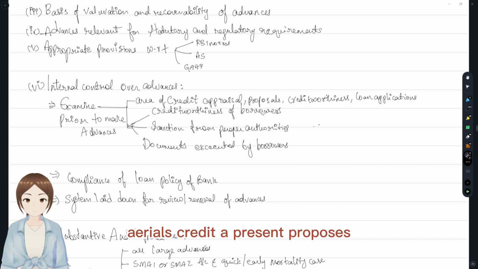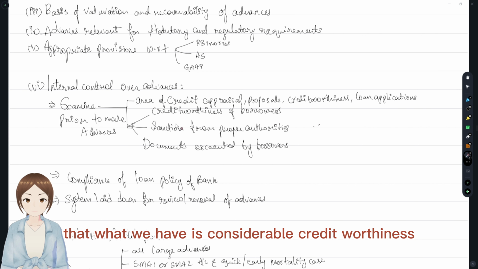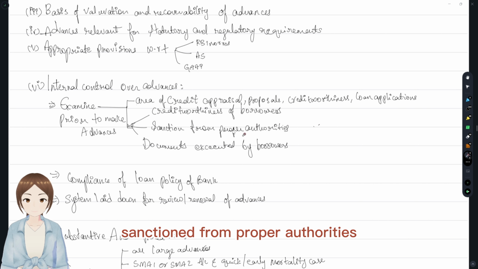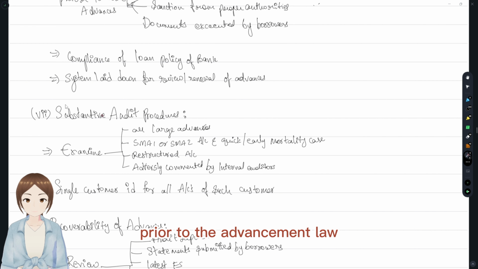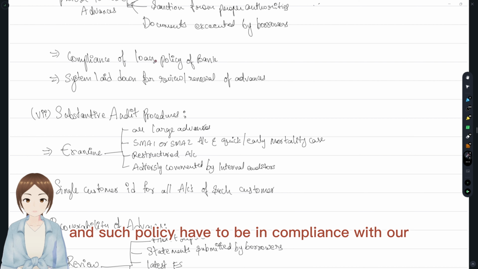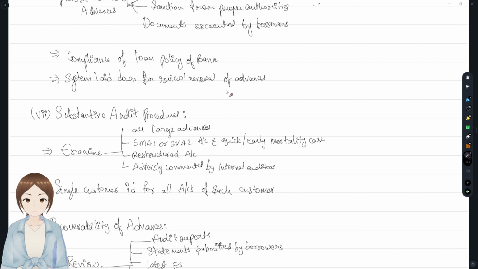Area of credit appraisal covers loan applications and creditworthiness of borrowers. This all boils down to the single point that we have discussed about creditworthiness. Sanction from proper authorities, as we have already discussed. Documents executed by the borrowers. We have to check these three things prior to advancing the loan, and compliance with the loan policy of the bank. Such policy has to be in compliance with the RBI system laid down for review and renewal of advances. How frequently does the advances policy have to be renewed? Yearly once. It has to be reviewed yearly.